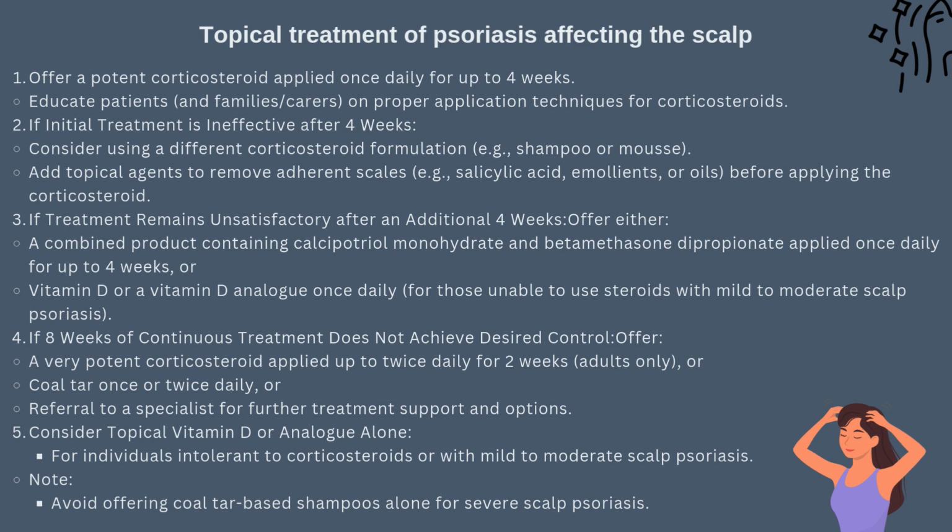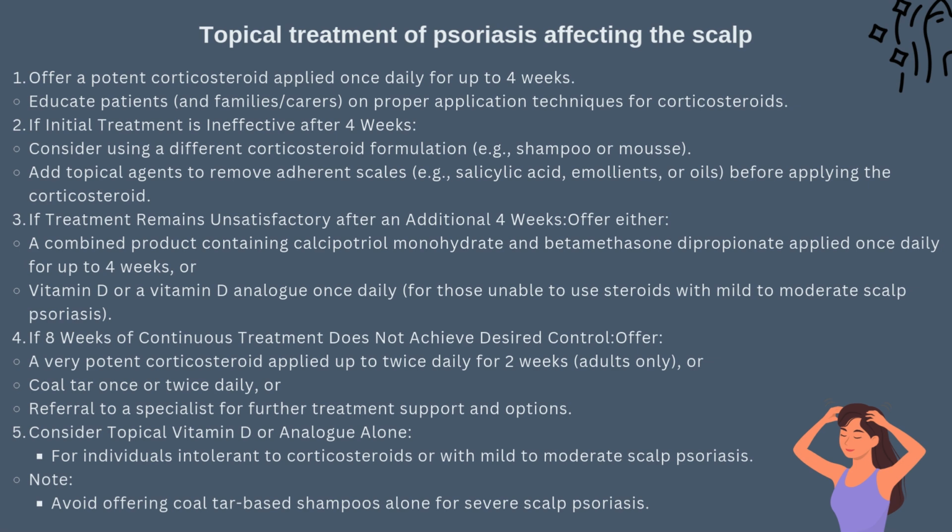If treatment remains unsatisfactory after an additional 4 weeks, offer either a combined product containing calcipotriol monohydrate and betamethasone dipropionate applied once daily for up to 4 weeks, or vitamin D or a vitamin D analog once daily, for those unable to use steroids with mild to moderate scalp psoriasis.